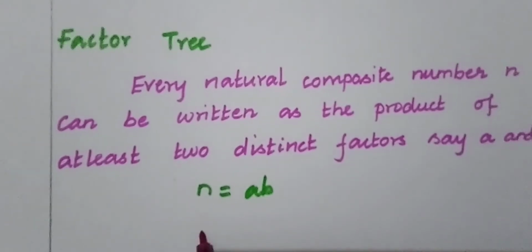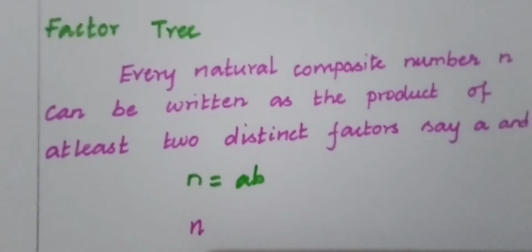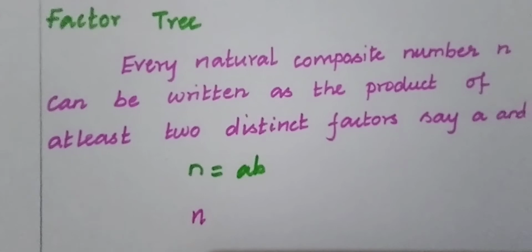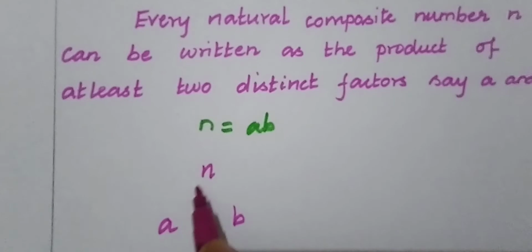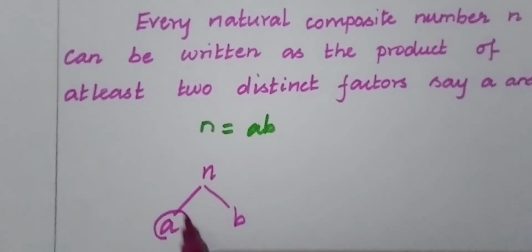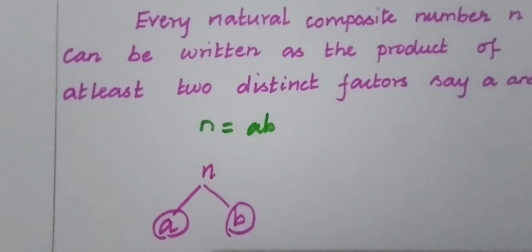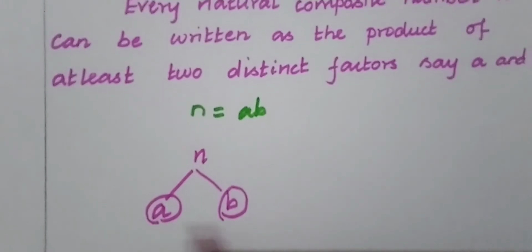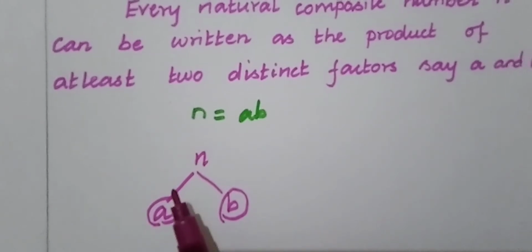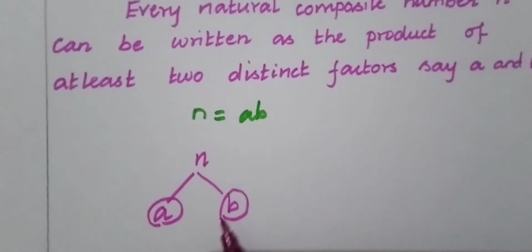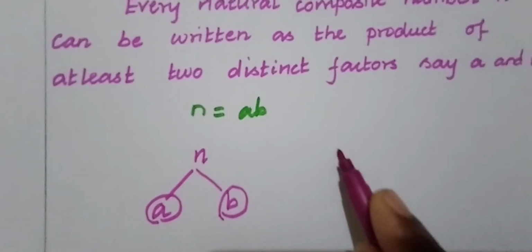The natural composite number n can be written as the product of at least two distinct factors. If a and b are prime numbers, then this is the only representation of n. On the other hand, if a is a prime and b is a composite number, then b can be written as the product of two distinct factors, say c and d.